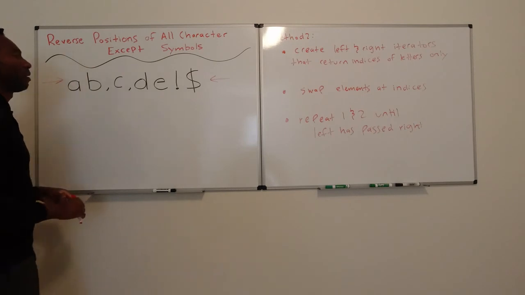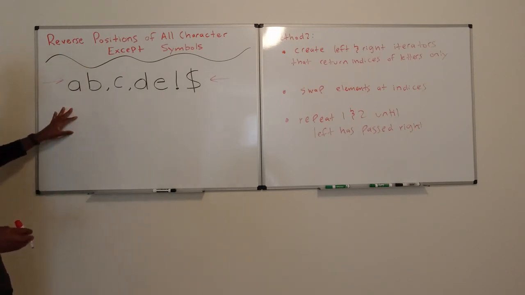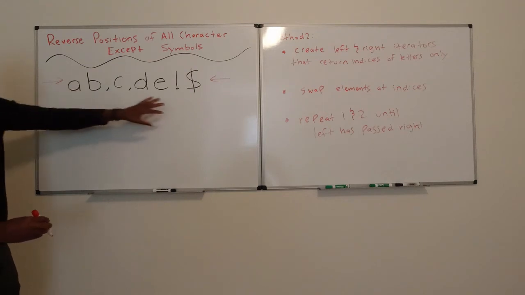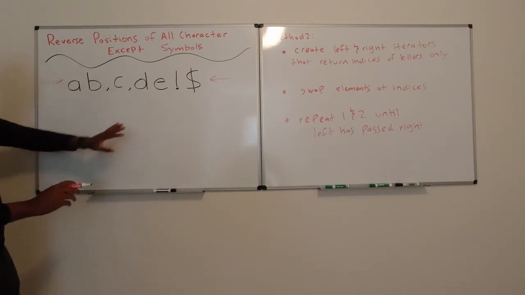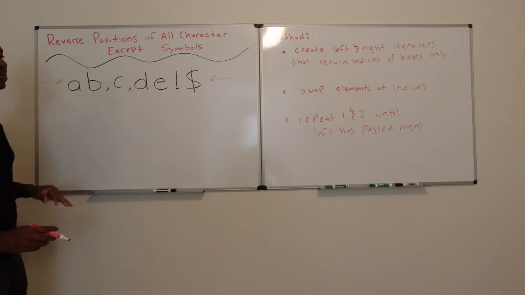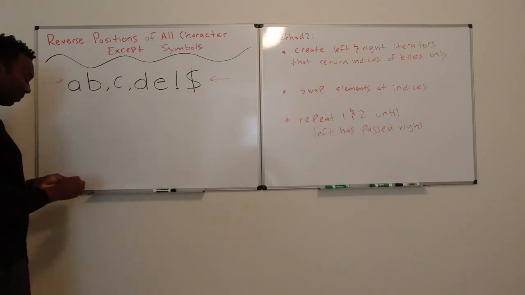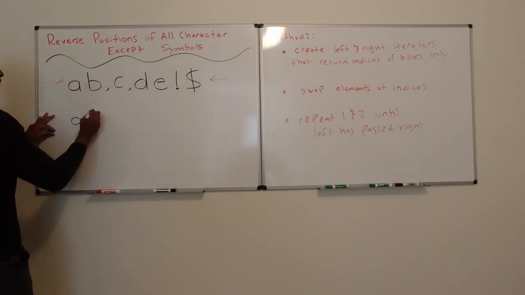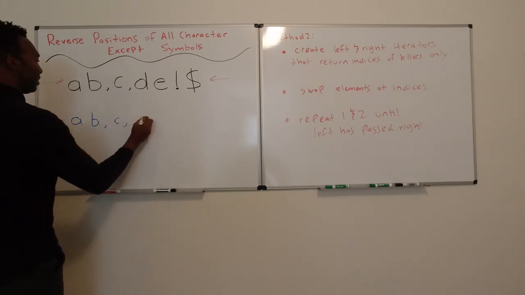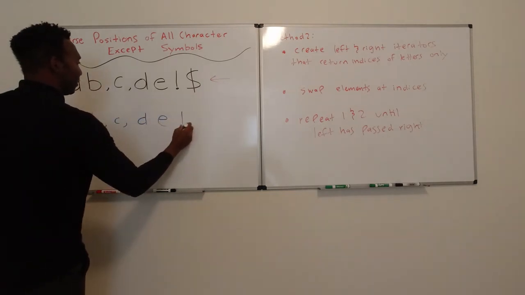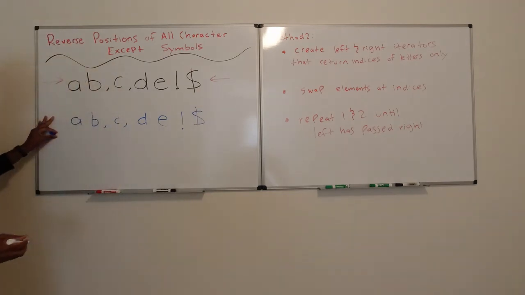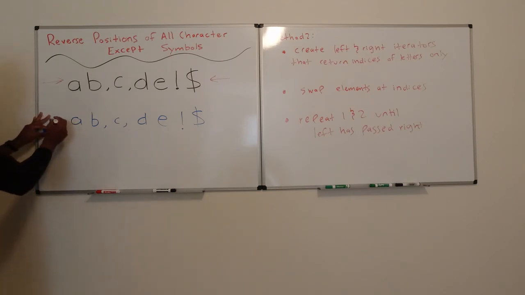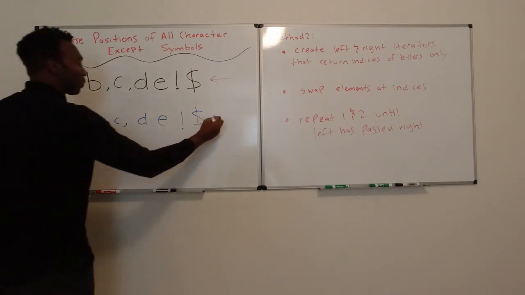Let's take a look. For this problem, I'm going to duplicate the actual input here because I want to have something to work with, and then we can keep this original input as a reference. So let me rewrite this. We have A, B, comma, C, comma, D, E, exclamation mark, and the dollar sign. All right, so step 1, we will create those left and right iterators, and then we're going to iterate inward. So we have one over here going this way, and one going this way.